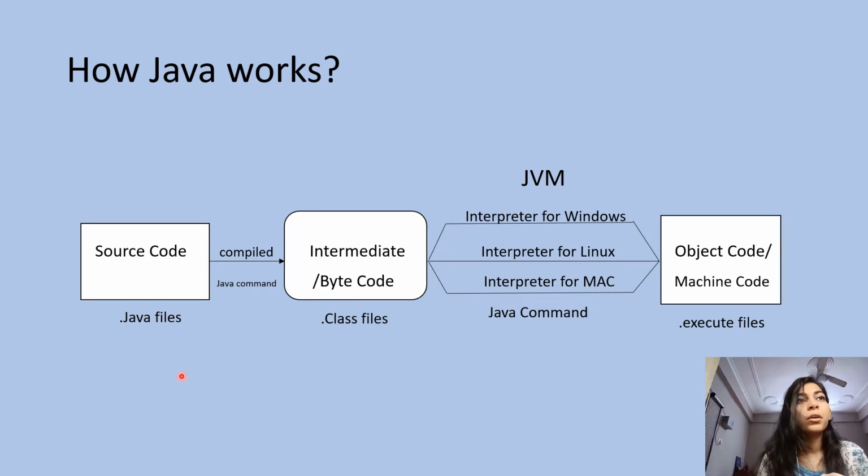Now, you see these little ones here? We could say that .java files through a Java command get converted into .class files, which again through a Java command get converted into executable files. See, now you know how you write source code, but the computer understands it as machine code, right?